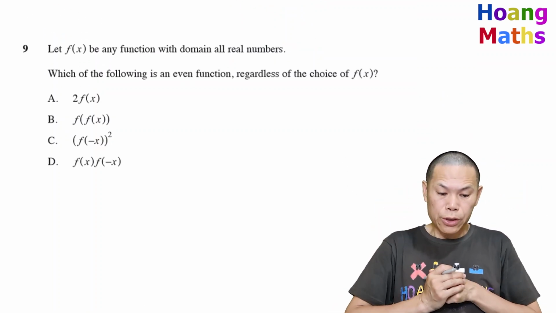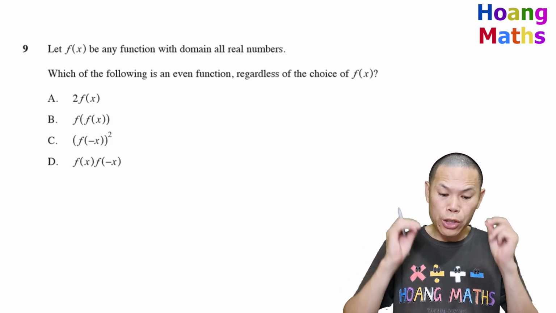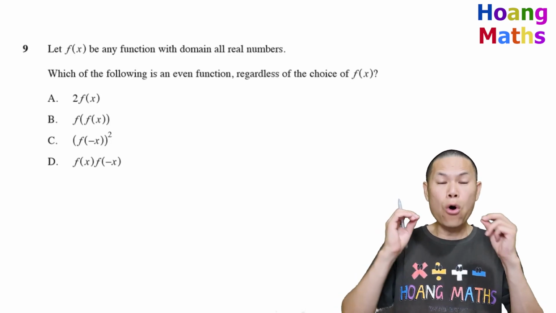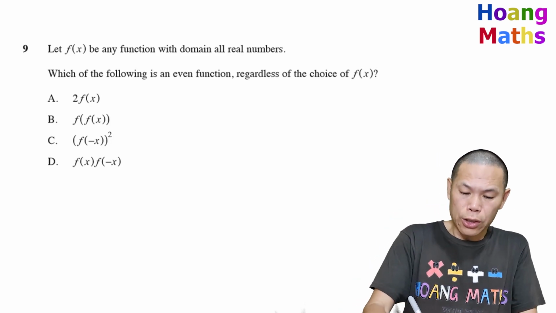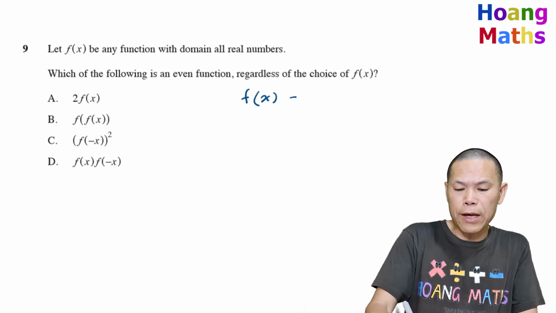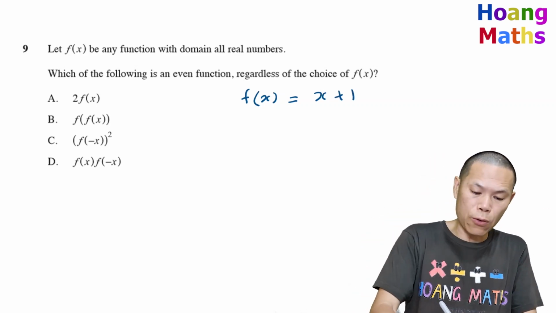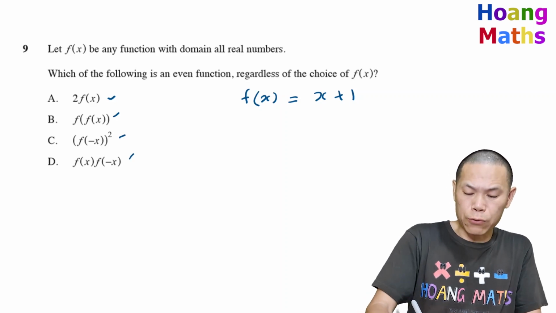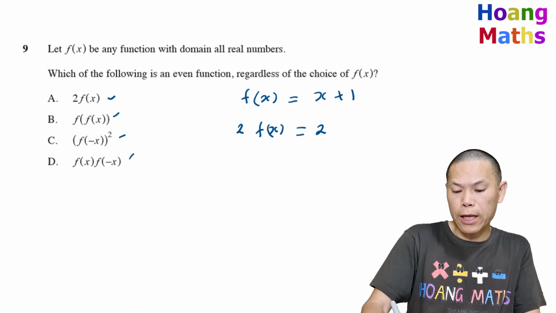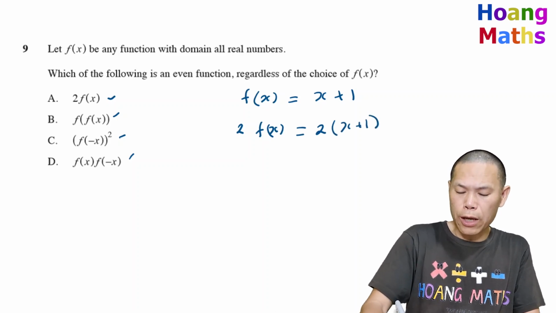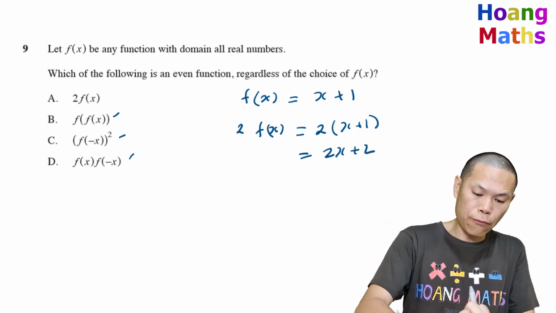Question 9. So f of x be any functions, okay, and we need to work out which of these always gives us even functions. So let's just make any functions. So let's say f of x equals x plus 1, okay? So any functions. And what we do, we just evaluate each of these, okay? So if we have 2 f of x, that becomes 2 lots of x plus 1. So therefore, that gives me 2x plus 2. So this is not an even function.